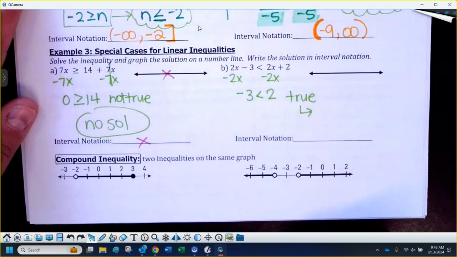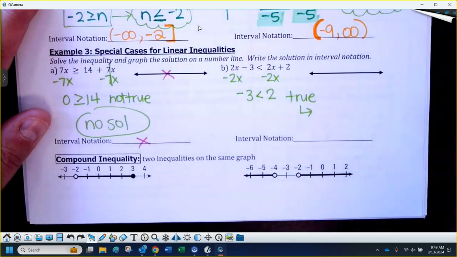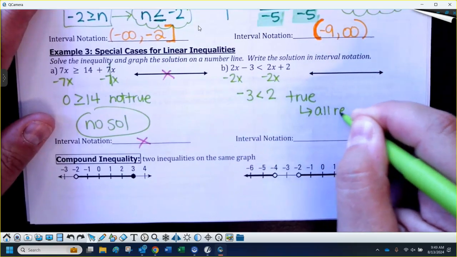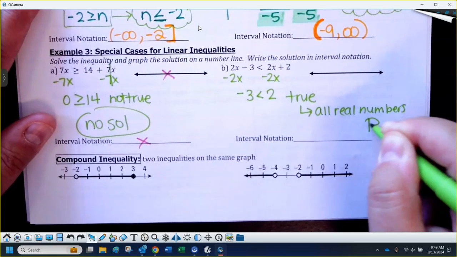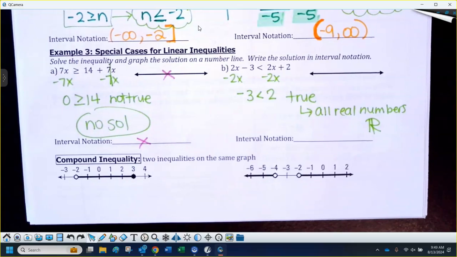So if this is true, what would I say is my solution? Infinite solutions, but I'm going to write it like this, because we're trying to say what x could be. There are infinite values. I'm going to say all real numbers. If you want to use that symbol instead, that capital R with the double stem, that is just an abbreviation for all real numbers, and it just means any number you could think of. Any number you plug in for x would always make that inequality true.